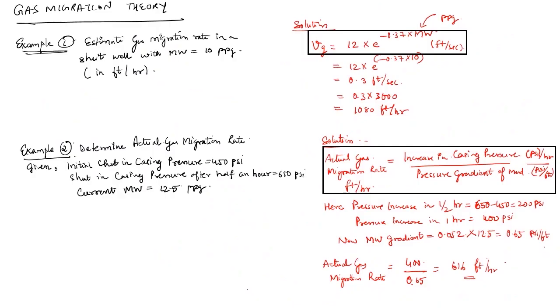All right, I have two examples based on gas migration theory. Let's look at them. In example 1, I have to estimate the gas migration rate in a shut well with a mud weight of 10 pound per gallon, and I need to calculate that in feet per hour. I have no additional data. I have only this much data available with me.